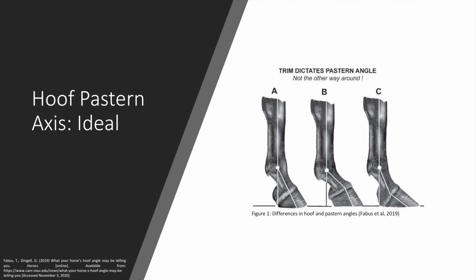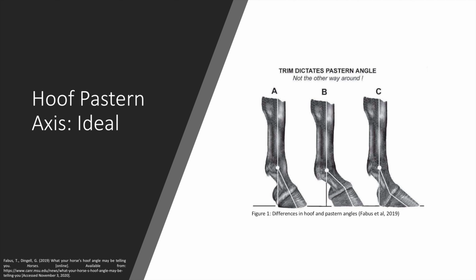The horse should have roughly a 50-degree angle of the front wall of the hoof to the ground. This is also known as the hoof pastern axis. The hoof pastern axis is a term used for the relationship between the hoof wall and the pastern. If the angle is broken, it can indicate a poor trim due to either too much toe, which is called a concave break in the line, or too much heel, which is a convex break in the line.